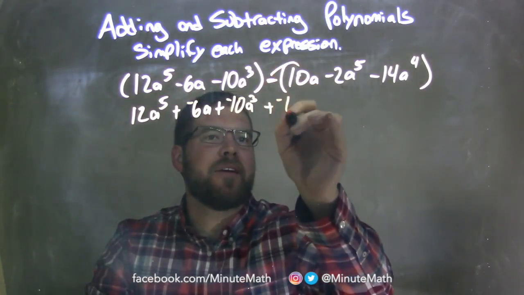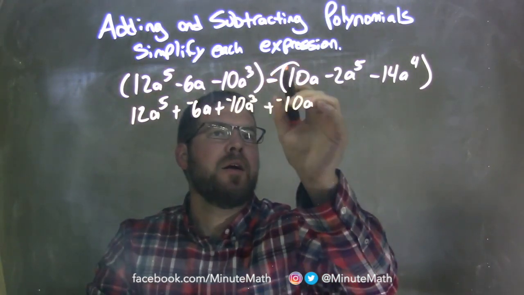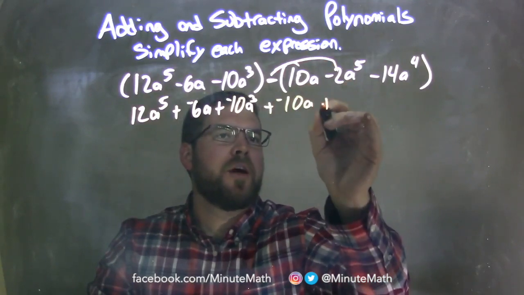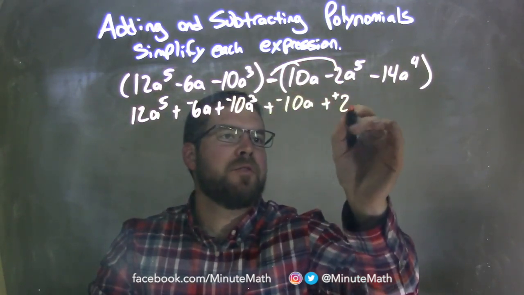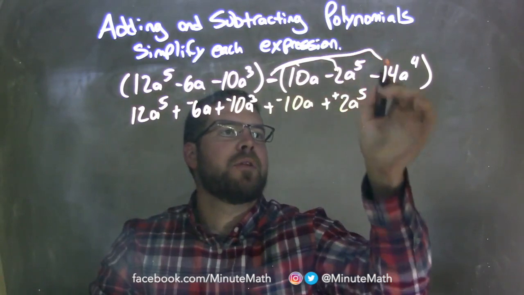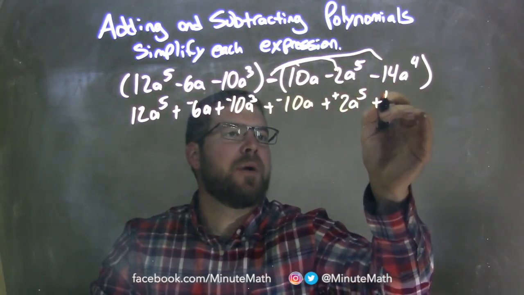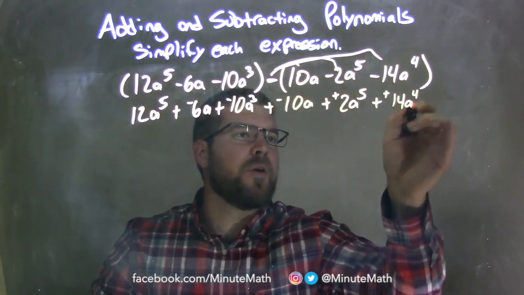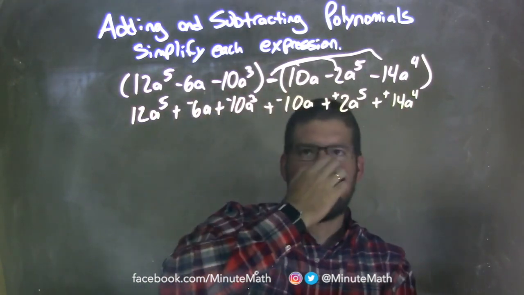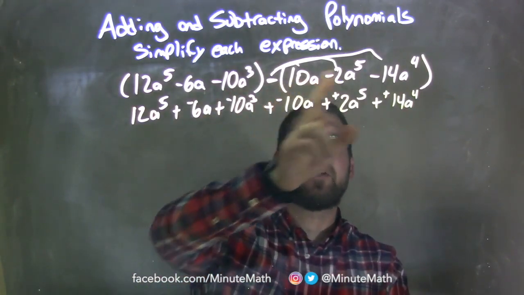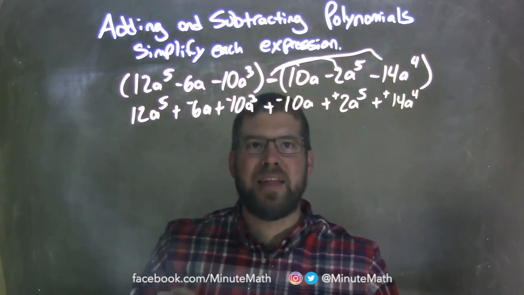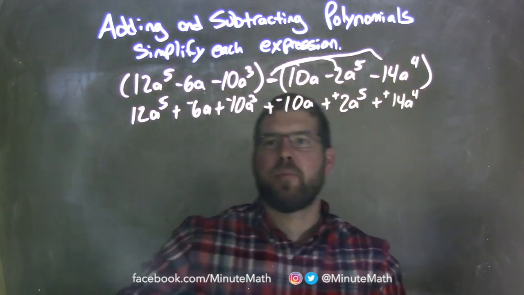So we have plus a negative 10a right here. Then this one here, distribute across: plus a positive, negative, negative, positive 2a to the fifth. And distribute the last one here, plus a positive again, plus a positive 14a to the fourth. That's probably the most common thing I see from students: they don't distribute that subtraction all the way across. They distribute to the first term, and that's it. It needs to be to all parts because they're in that parentheses.